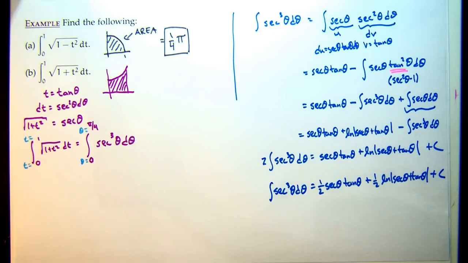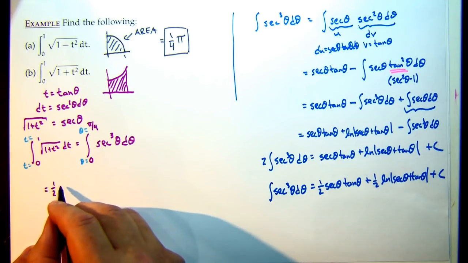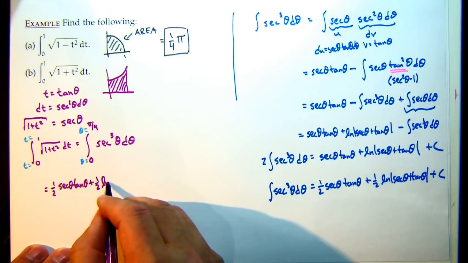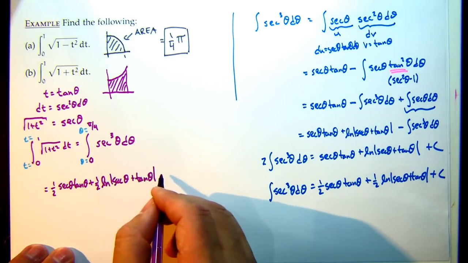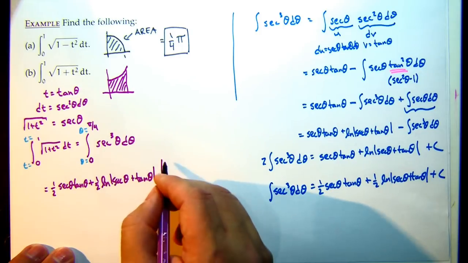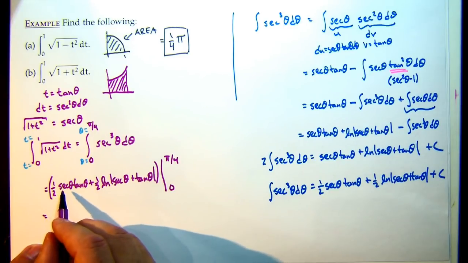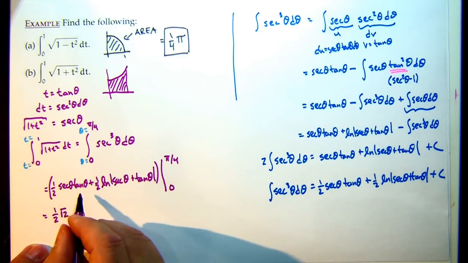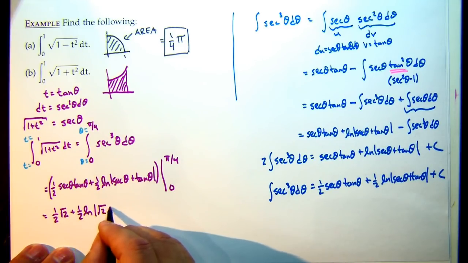All right. Well, now we come back. We've just integrated secant cubed. So let's do it. So here we go. 1/2 secant theta tangent theta plus 1/2 log of secant theta plus tangent theta, and then evaluate 0 to pi fourths. So we plug in pi fourths. Secant of pi fourths is square root of 2. Tangent of pi fourths is 1. Okay, so that's 1/2 times square root of 2, plus 1/2 log of square root of 2 plus 1.